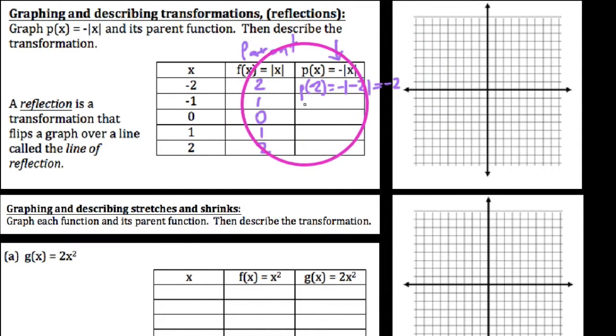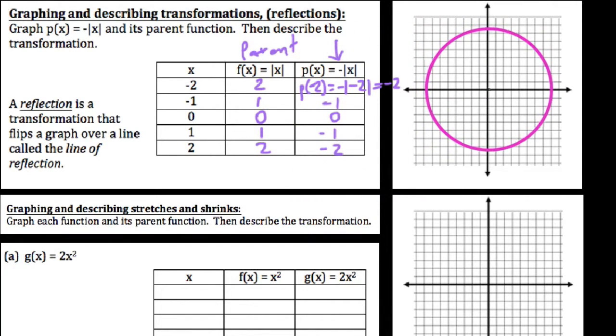And likewise with this 1 here, basically what we're going to be doing is taking all these original outputs, these absolute values of x, and making them negative. So if this was a 2, this is a negative 2. If this is a 1, it's just going to make this a negative 1. Negative 0, well, 0 is a neutral number. We have 1, make that negative, we get negative 1, and then negative 2 here. So let's go ahead and graph these out, starting with the parent function.